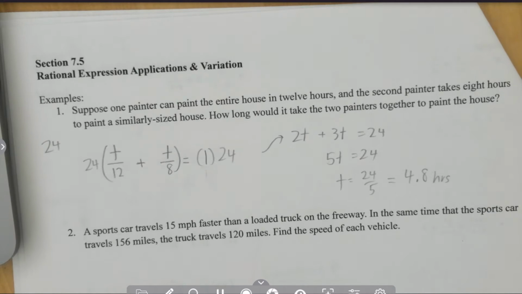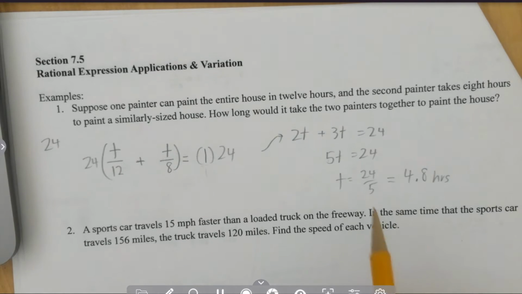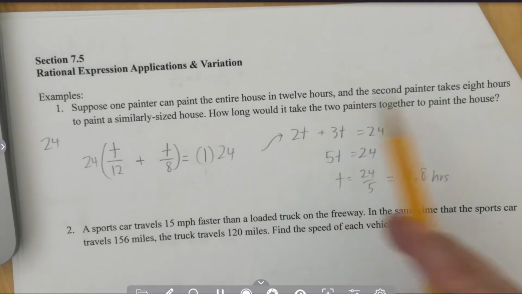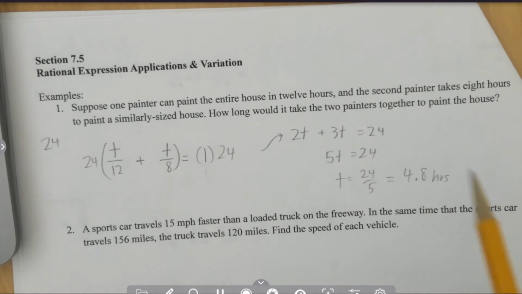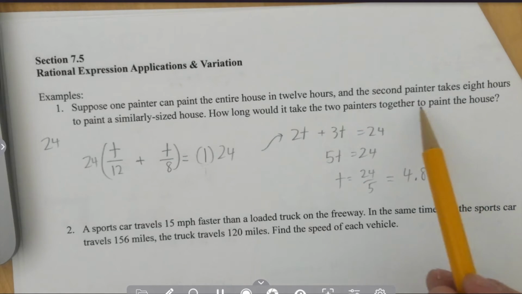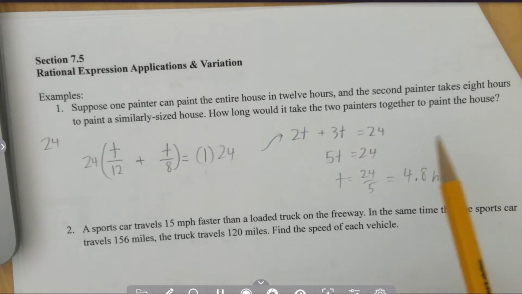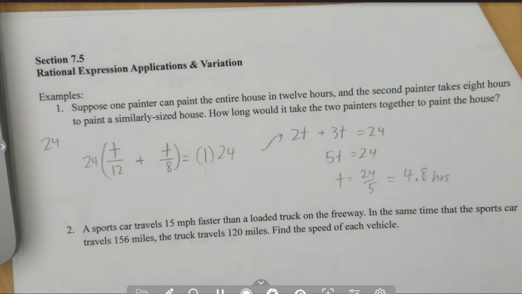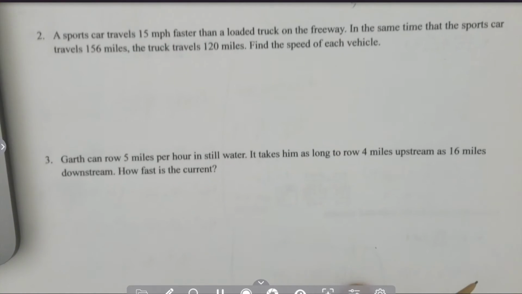All right. So both of them working together, this should kind of make sense. Both of them working together should definitely be less than 8 and less than 12. If they're working together, it should be less time than it takes either of them to paint one house. So if for some reason you got something like 9 or 15 or something, then you know you made a mistake, because they should be working faster together than they are individually, unless they're just really not well suited for one another. But we're not worrying about that in math.